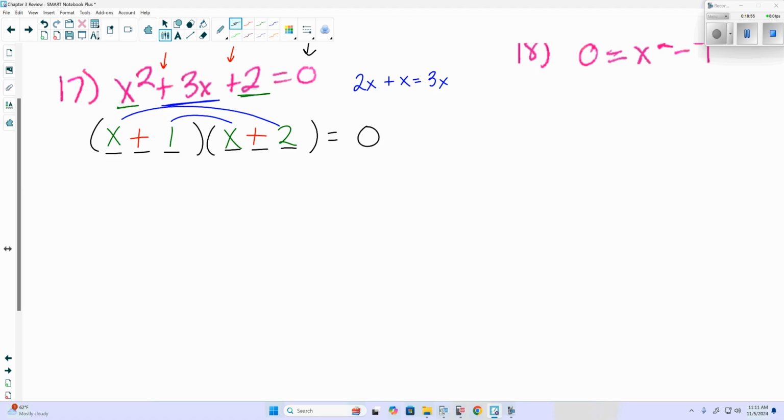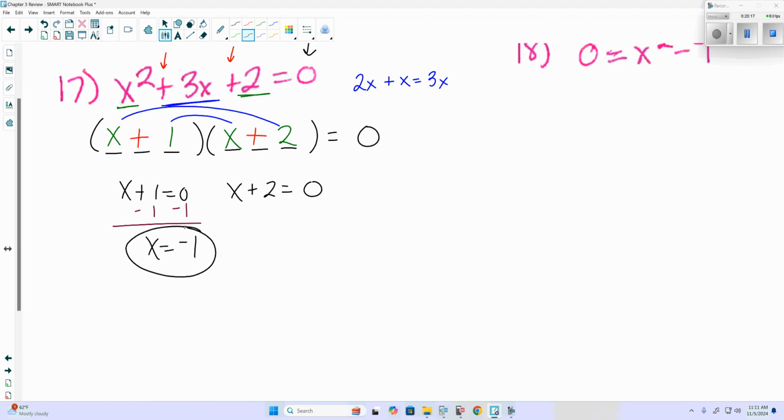Now at this point, we have two things that multiply together to equal 0, so one of them has to be 0. Either x plus 1 is equal to 0, or x plus 2 is equal to 0. And lastly, we have to solve for the value of x. For the equation on the left, we would subtract 1 from both sides, telling us x is equal to -1. On the right, we would subtract 2 from both sides, telling us x is equal to -2, which again are the values we found by graphing. So x is equal to -1 and x is equal to -2.